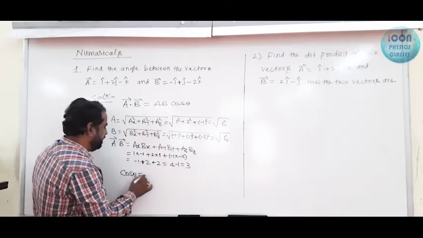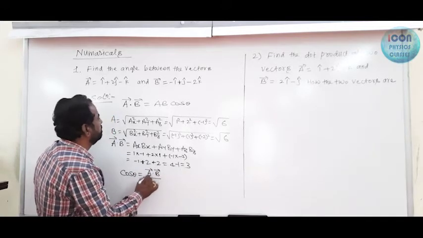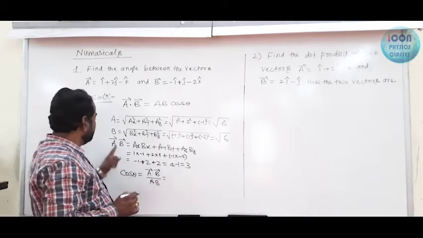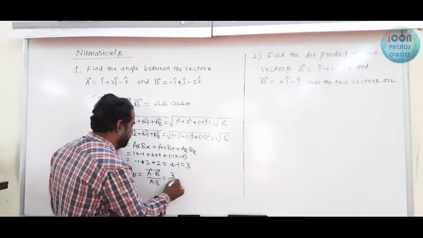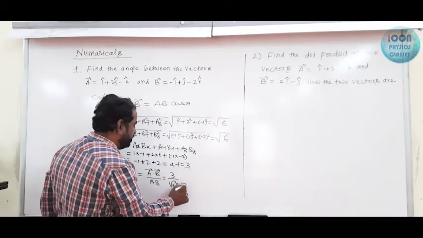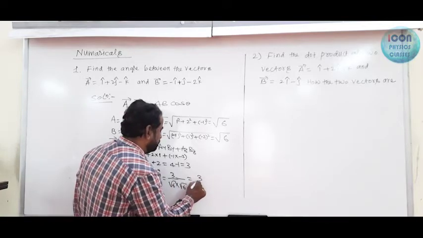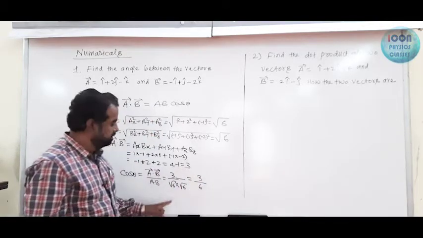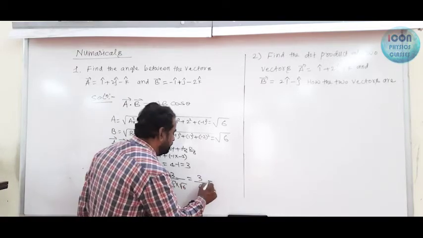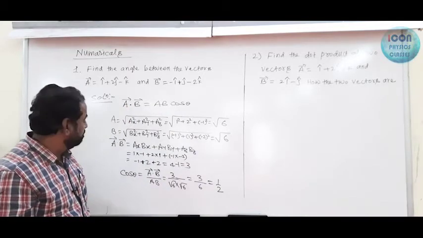Cos theta is equal to A dot B divided by A into B. What is A dot B? 3. What is the magnitude of A? Root 6. Magnitude of B? Root 6. That is equal to 3 divided by root 6 into root 6, which is 6. That is equal to 1 by 2.